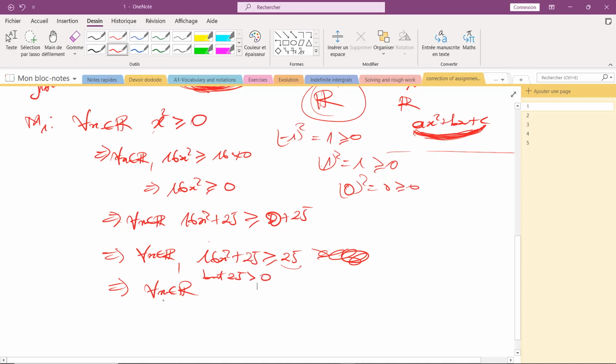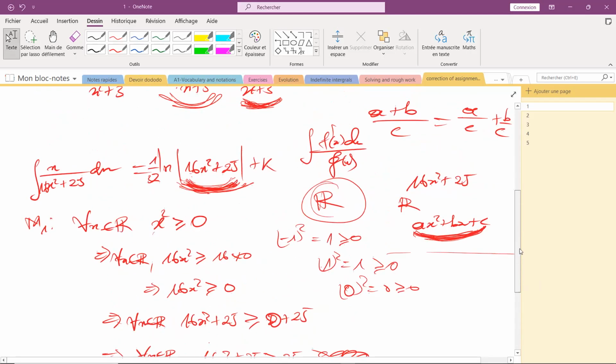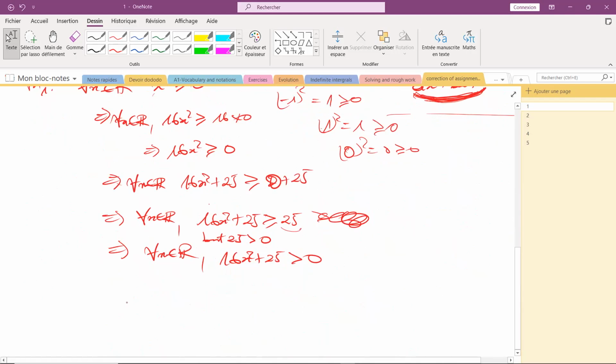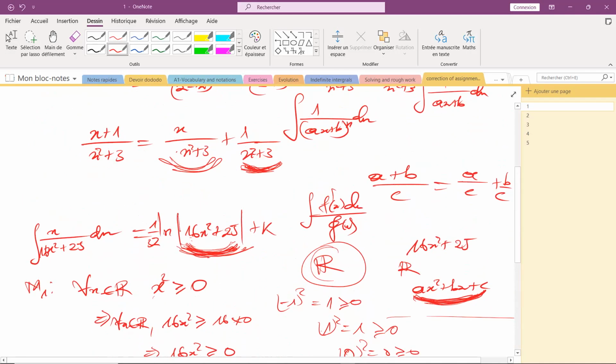So this implies for all x belonging to the set of real numbers, 16x squared plus 25 is always strictly greater than 0. That is positive. So we basically see that on the set of real numbers, 16x squared plus 25 is always positive. So that's why I can remove this absolute value sign.